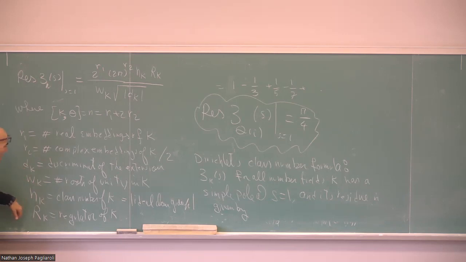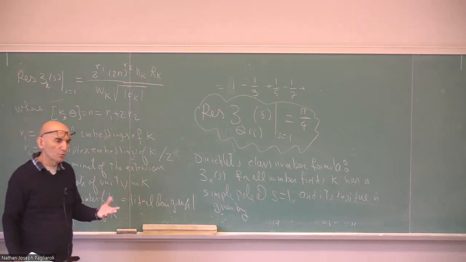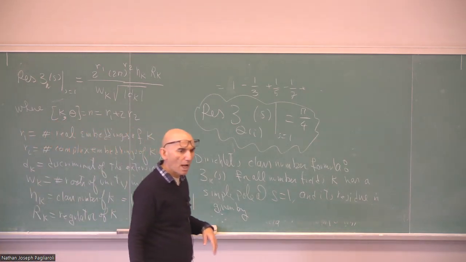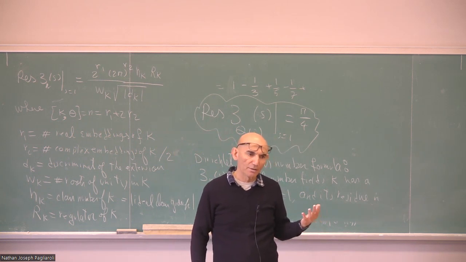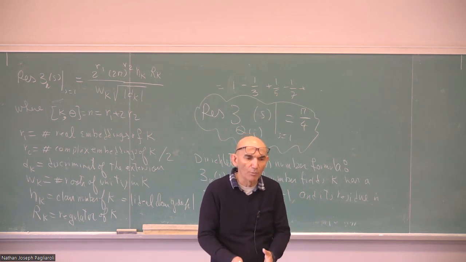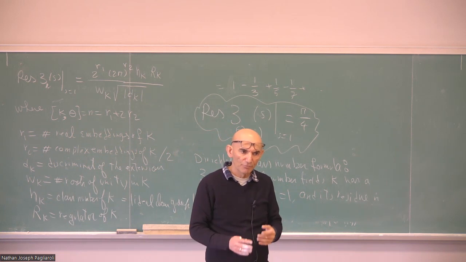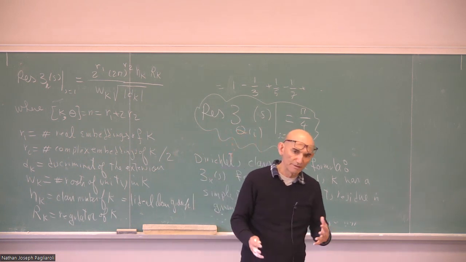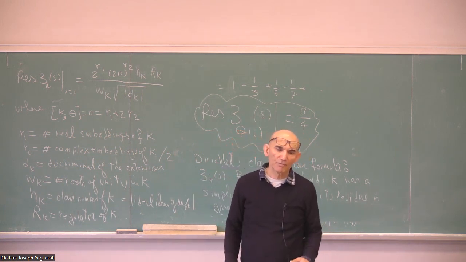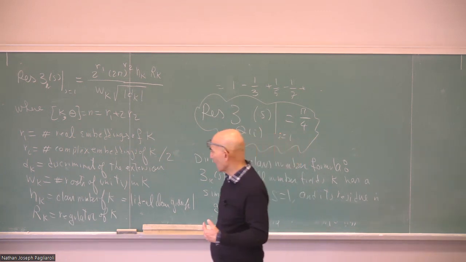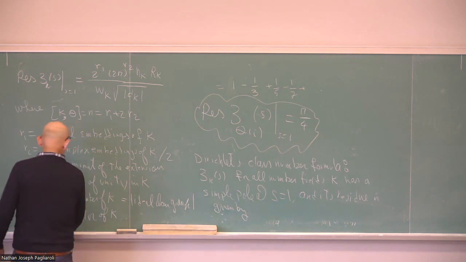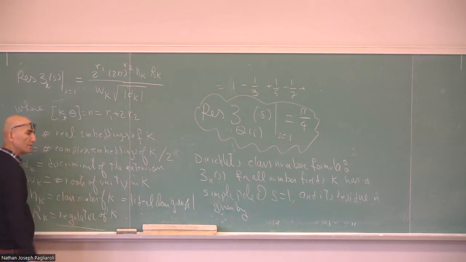The class number is basically a group that controls how unique factorization fails inside the ring. Unique factorization in terms of numbers, not ideals. For ideals it's true, but for numbers it fails. In how many different ways does it fail? So it has to be defined. And the regulator is a certain volume, a determinant, that I will define.